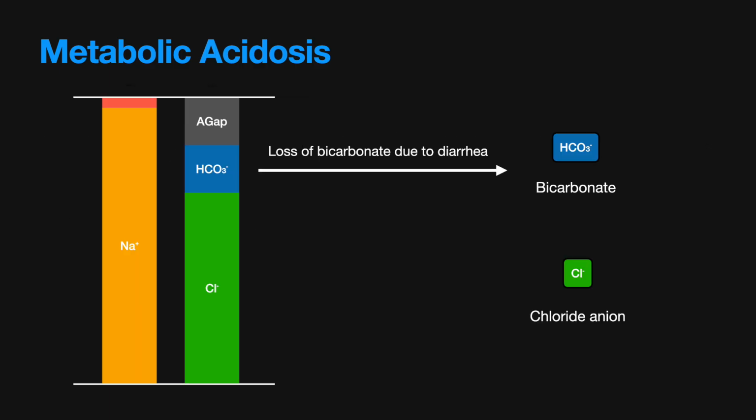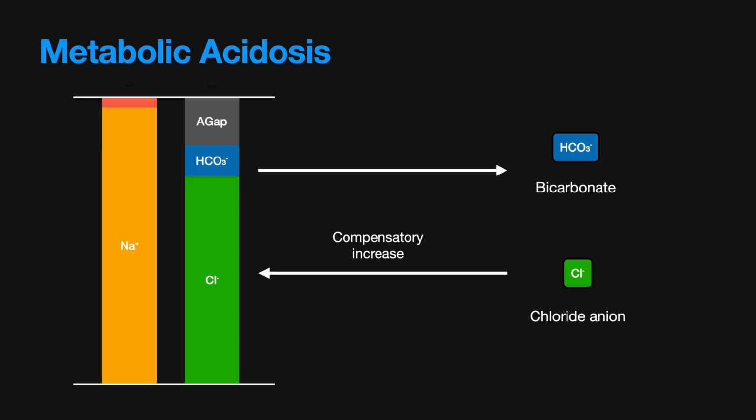To help visualize this, we can put all of our cations, or positive charges, on one side of a graph, and then the anions, or negative charges, on the other side. They should be balanced to help maintain the body's electroneutrality. In diarrhea, we are losing significant amounts of bicarbonate, which decreases our anion levels. In order to compensate for this loss, the body then increases chloride retention.